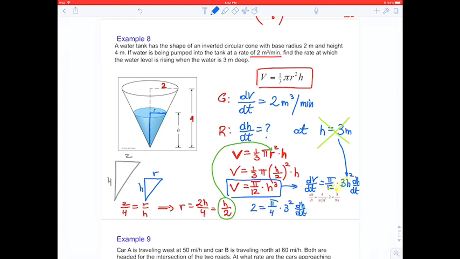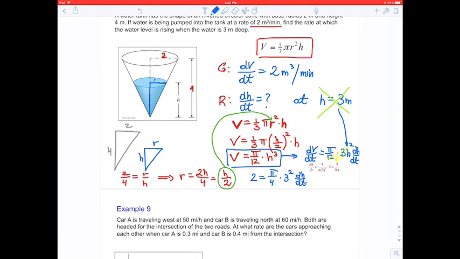And 9 and 8, because I will multiply by 4, we will get 8 9 pi dh dt. And when I solve this for dh dt, I will get that value. dh dt is just 8 over 9 pi.